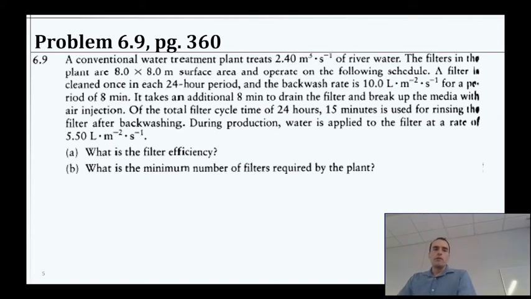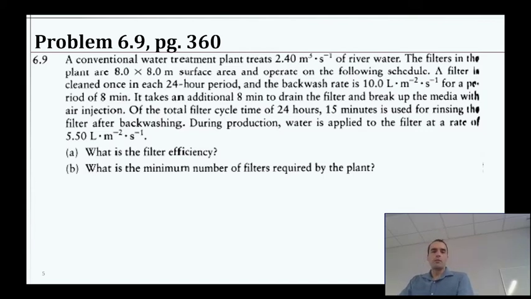A filter is cleaned once in each 24-hour period, and the backwashing rate is 10 liters per square meter per second for a period of 8 minutes. It takes an additional 8 minutes to drain the filters and break up the media with air injection. Of the total filter cycle time of 24 hours, 15 minutes is used for rinsing the filter after backwashing. During production, water is applied to the filter at a rate of 5.5 liters per square meter per second.